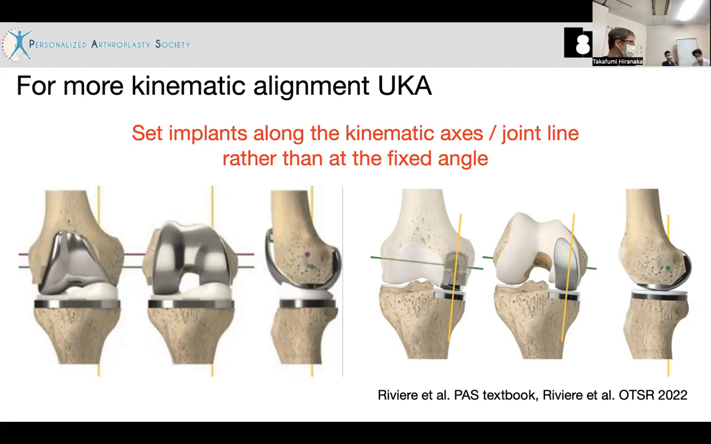So kinematic UKA is a similar concept to reproduce the cylindrical axis and the medial pivot motion. But in fact, as I said before, the lateral side is normal. On the medial side the cylindrical axis can be reproduced, because the aim of UKA is to reproduce the patient's native articular surface. As a result, on the lateral side and the medial side, the cylindrical axis can be restored.